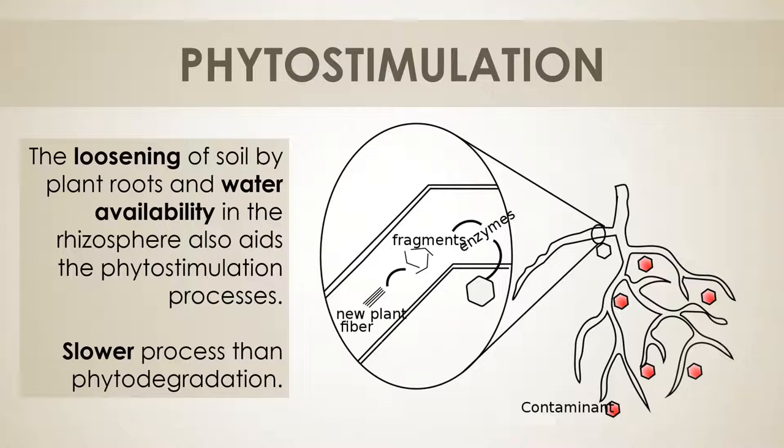The loosening of the soil by the plant roots and water availability in the rhizosphere, which is the root zone, also aids the phytostimulation process. However, this is a slower process than phytodegradation.